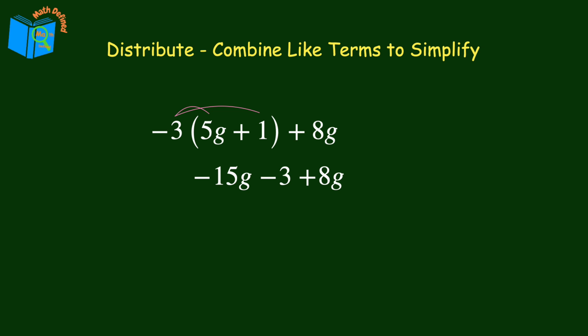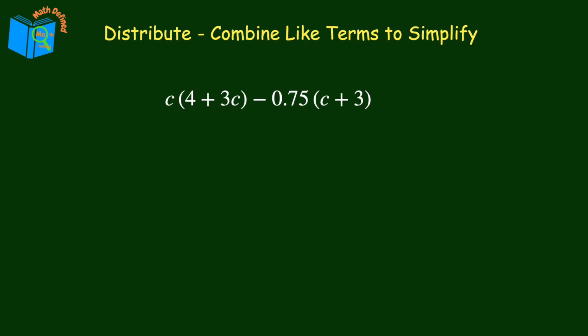Next, we need to identify and combine the like terms. Negative 15g and positive 8g are like terms, and negative 15g plus 8g is negative 7g. Now we see there is just one term left, negative 3, so we'll just bring it down. And there you have it, we're done.